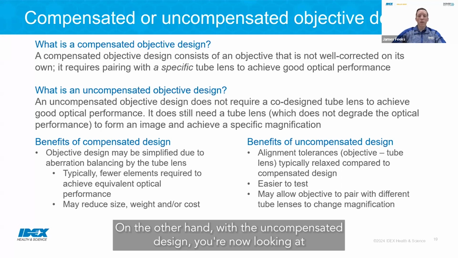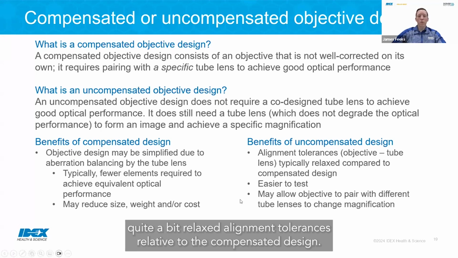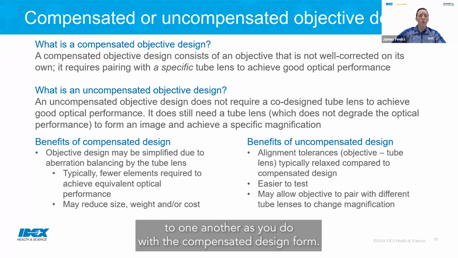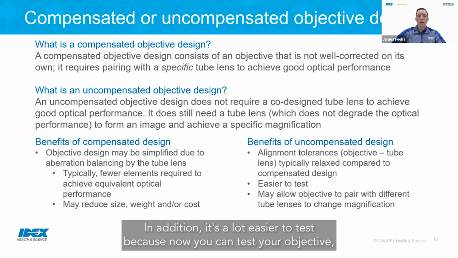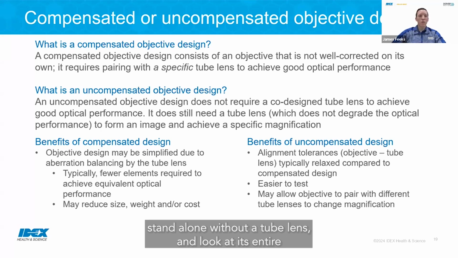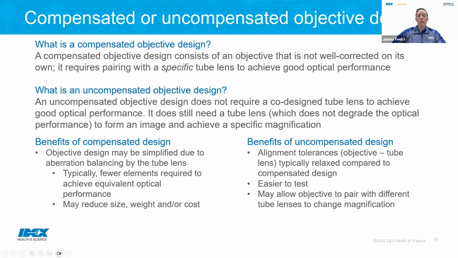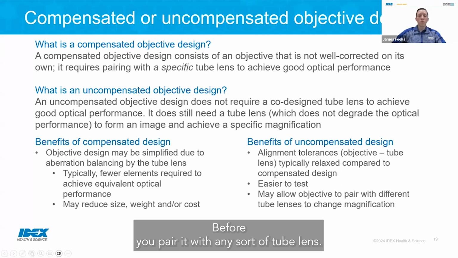On the other hand, with the uncompensated design, you're now looking at quite a bit relaxed alignment tolerances relative to the compensated design. So your objective and your tube lens don't need to be aligned quite as well to one another as you do with the compensated design form. In addition, it's a lot easier to test because now you can test your objective standalone without a tube lens and look at its entire field of view and ensure that your objective is really great before you pair it with any sort of tube lens.